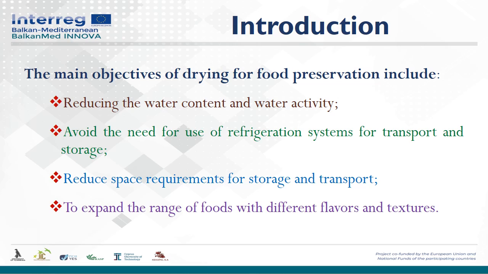Another objective is to expand the range of foods with different flavor and texture. During the drying process, many changes might happen to the product. For example, we mentioned before the color, which is changed, but many flavors might be released from this product, and because of the changes that might happen, it will give us another kind of product or foodstuff with good flavors or good texture.